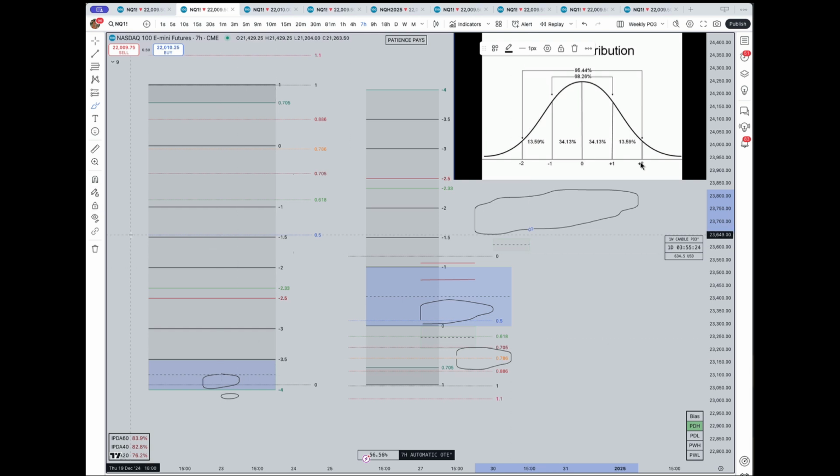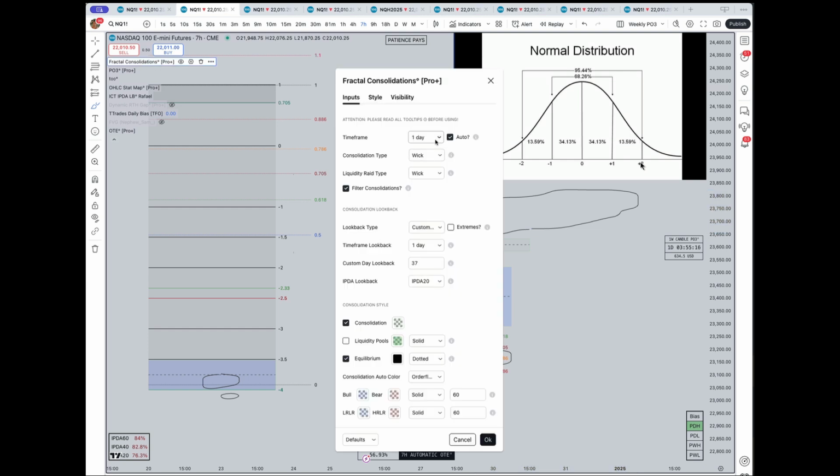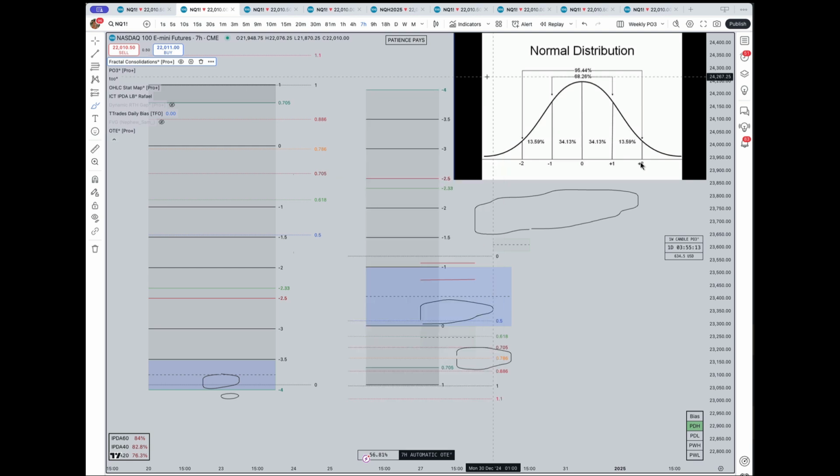Yes, for my higher time frame, the indicators I use are these. I use the fractal consolidation, with the settings on auto, so it shows the overflow, whether you are bullish or bearish. I have the power of 3, in this case with the weekly candle, because it's a higher time frame. And I have the OTLC stat map with weekly and monthly levels.